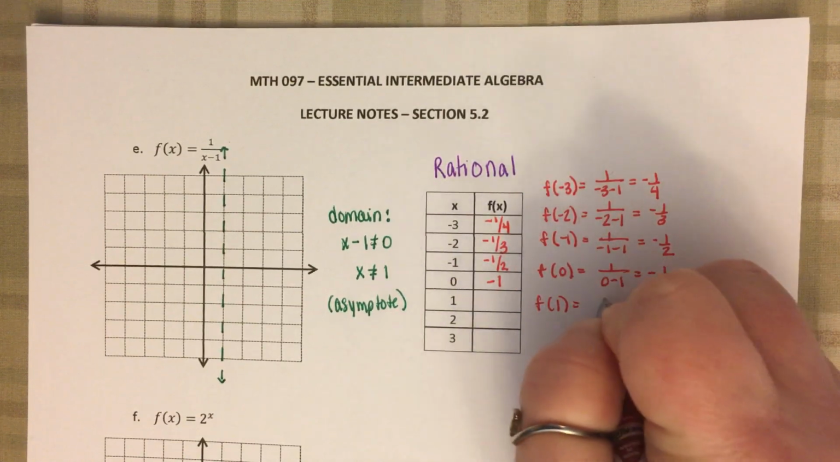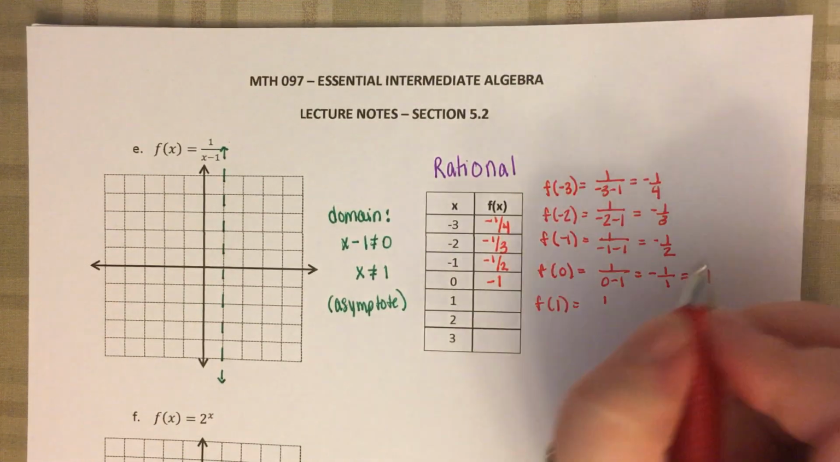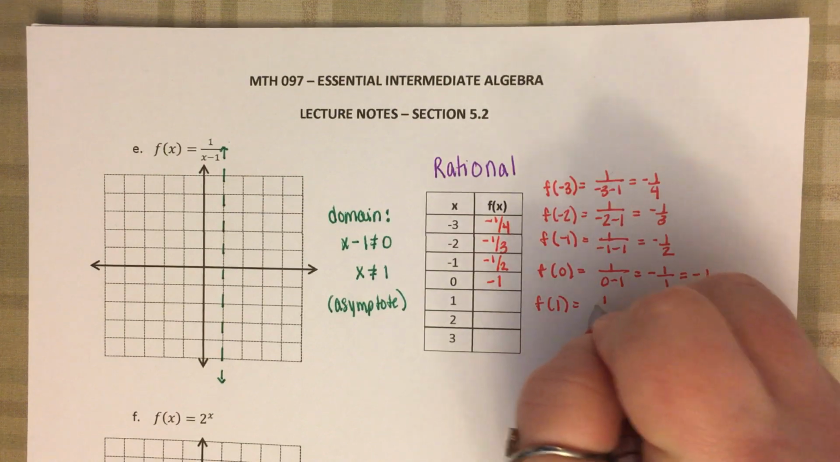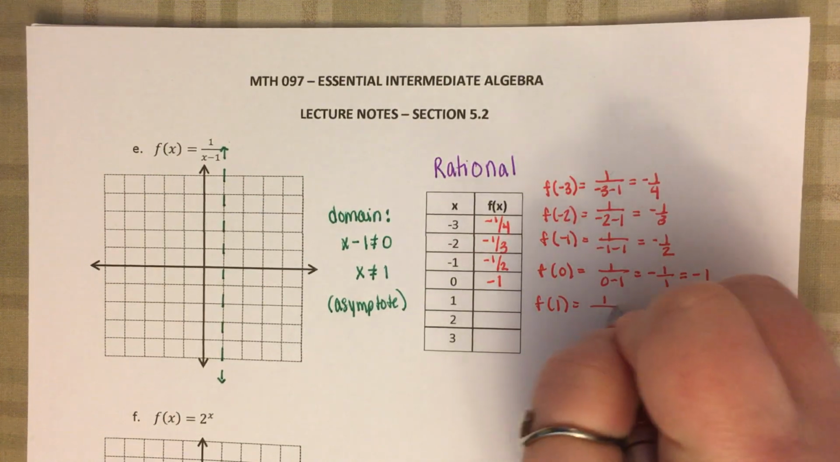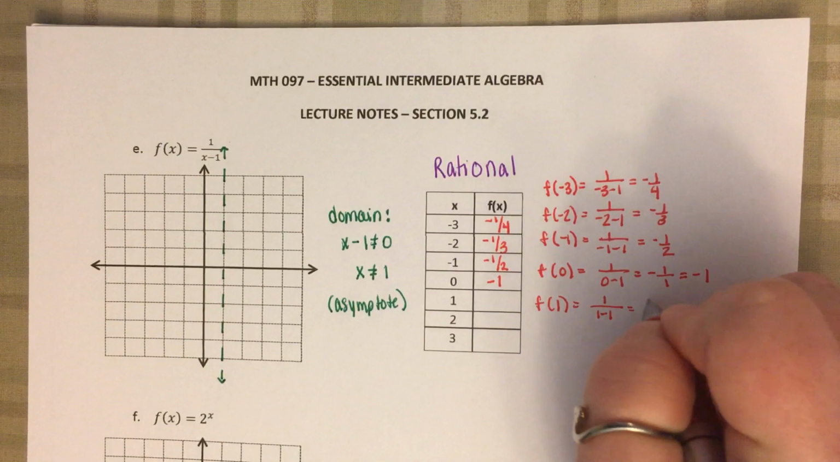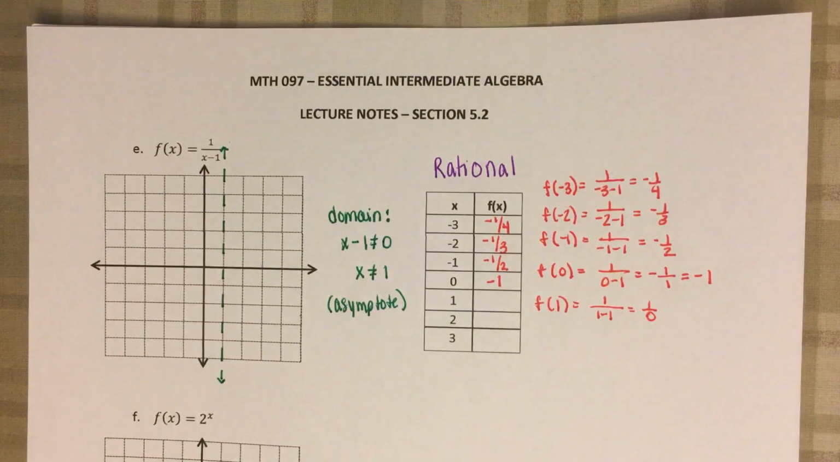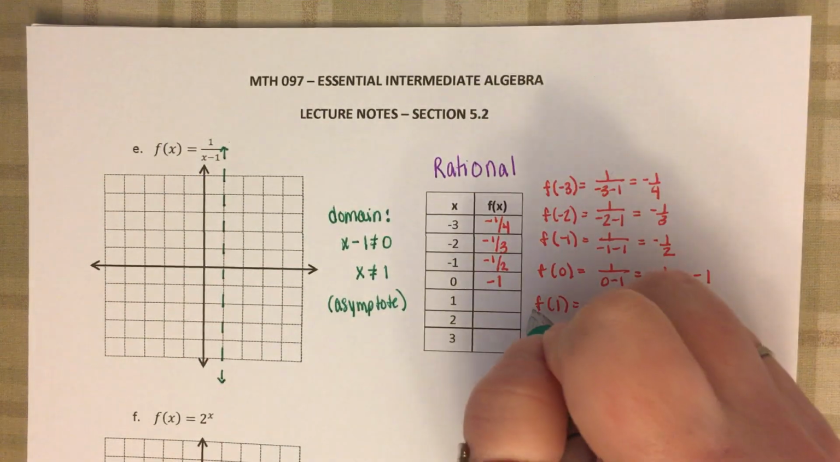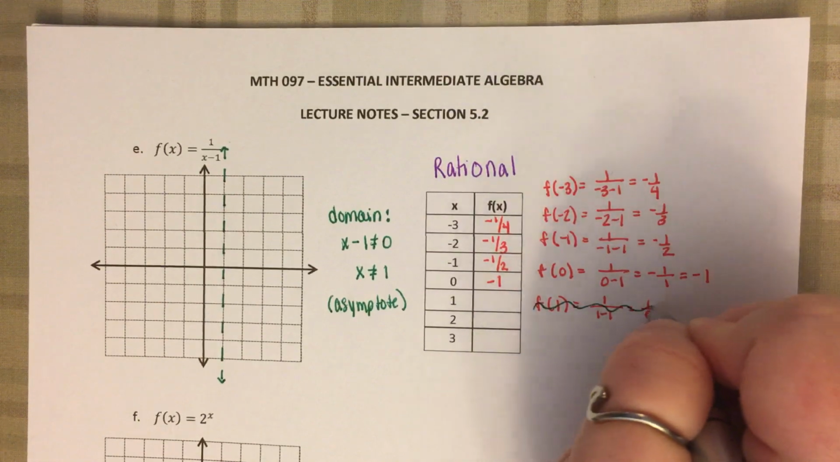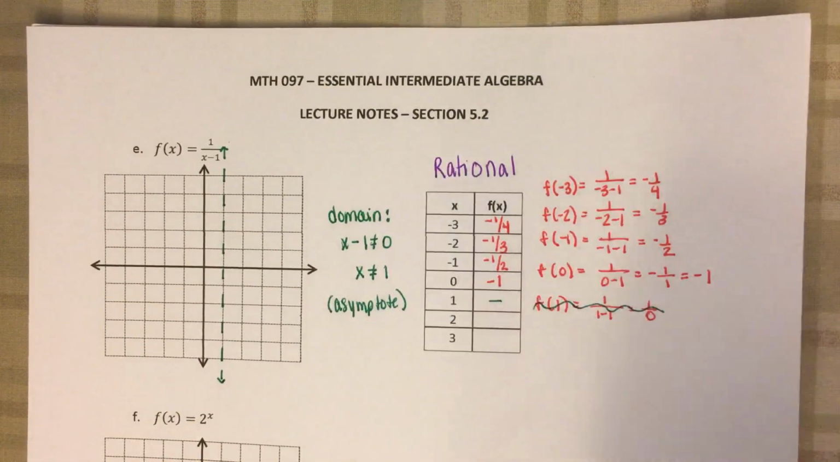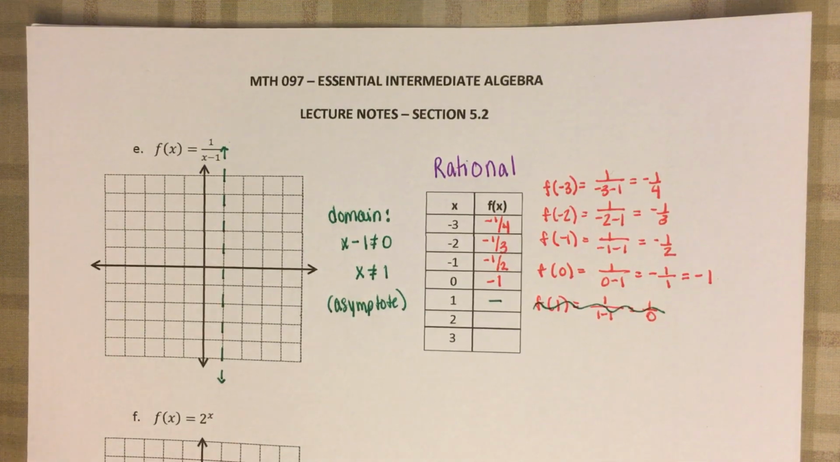F of 1, 1 over 1 minus 1, right, is 1 over 0. If we look at this, this was the value that we were not allowed to use as our domain. So we cannot plug in that value. Even if you do forget and you try to plug it in, whether it's with this one or whether it's with a square root, this just shows that you can't accidentally get a value if you're supposed to have an asymptote there, if you're supposed to have a domain restriction.